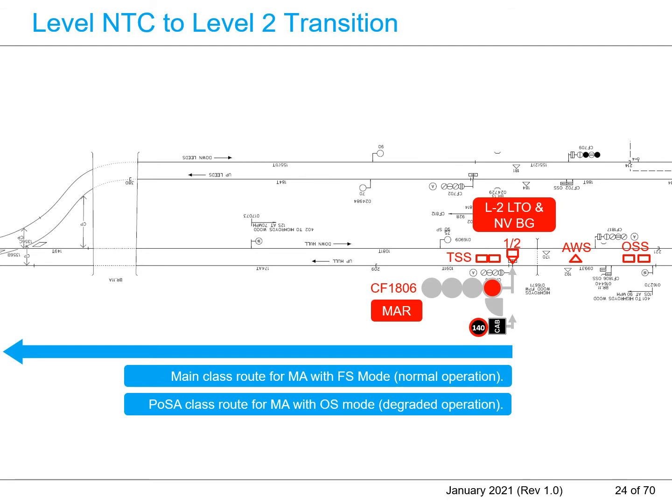The PO-SAR, Proceed on-Site Authority class route, allows the radio block center to authorize the movement authority with on-site mode for the train to pass the level transition border during degraded operation. Signal CF1806 will display red aspect and the flashing position light during degraded operation.